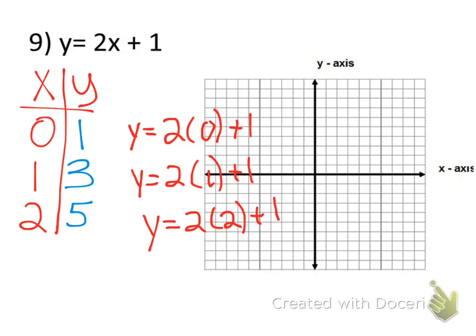Okay, 0, 1. So left and right 0, up 1. 1, 3. Right 1, up 3. 2, 5. Right 2, up 5. They're forming a line, so I'm feeling pretty good about myself right now. Connect them. Arrows on the end. What are your questions?